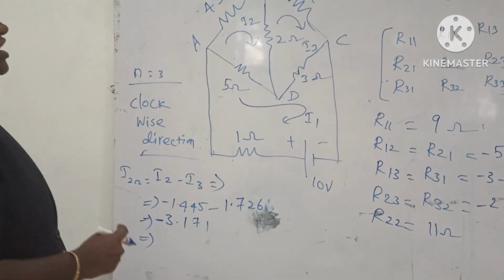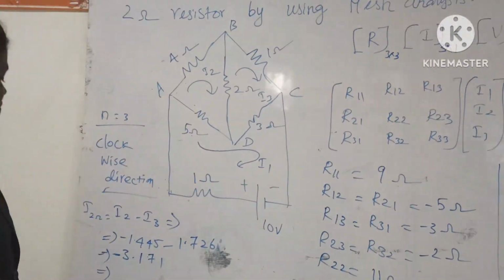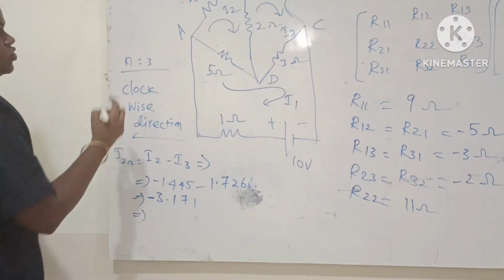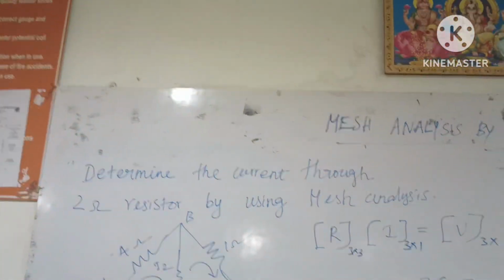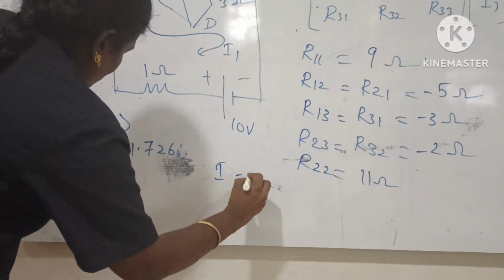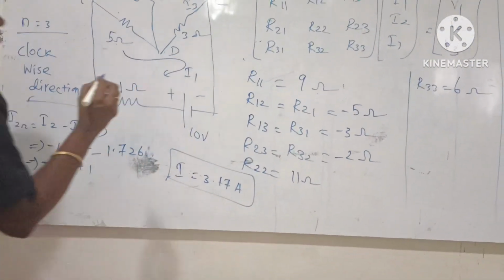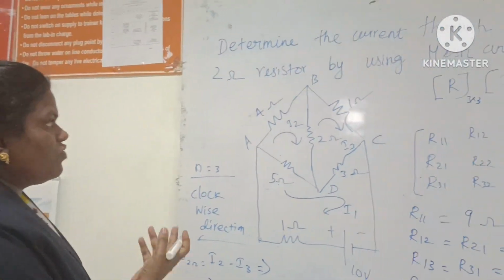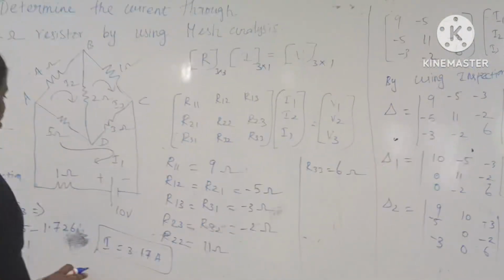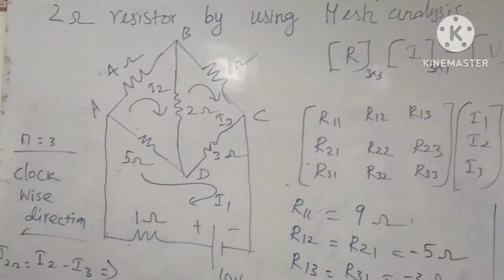The assumed direction is clockwise. If you assume anti-clockwise direction, you will get the positive current value. So the current flowing through the 2 ohm resistor is 3.17 amps. So using the mesh analysis method, we have found the 3 loop currents I1, I2 and I3, and also the current flowing through the 2 ohm resistance. Okay, thank you.